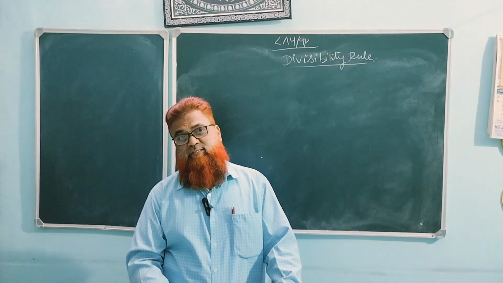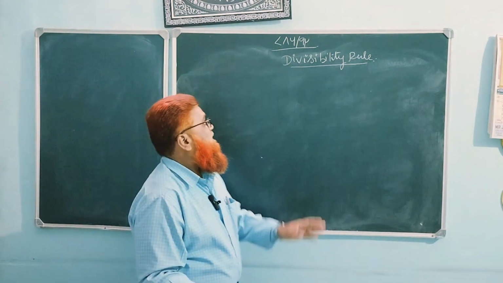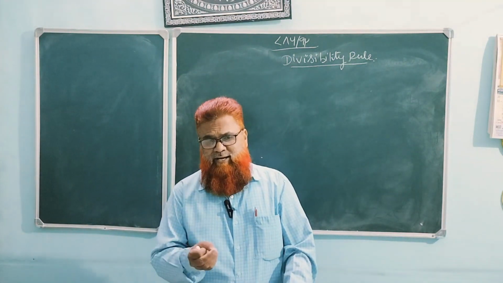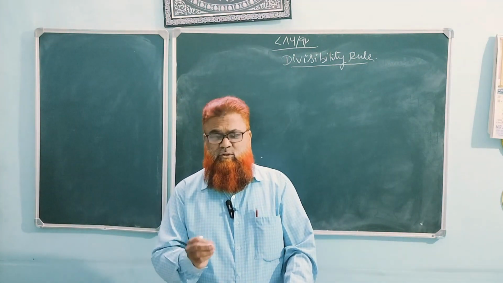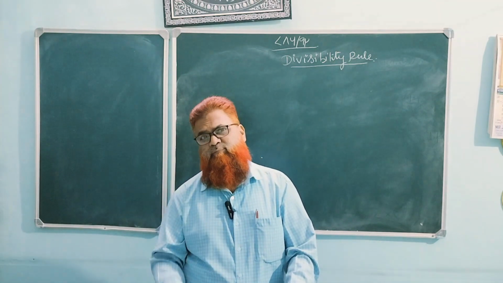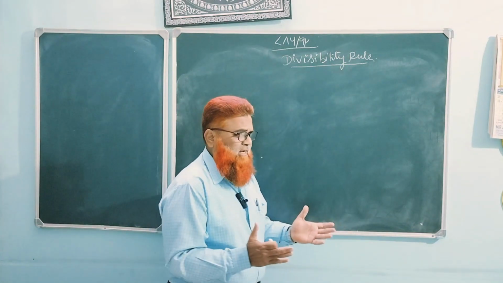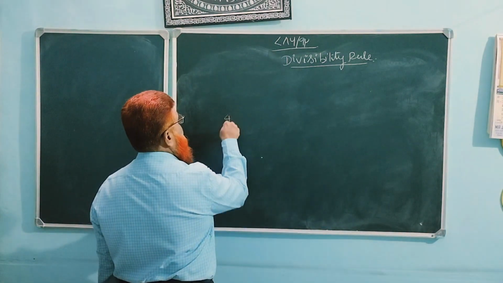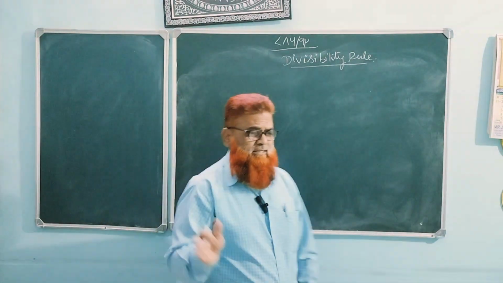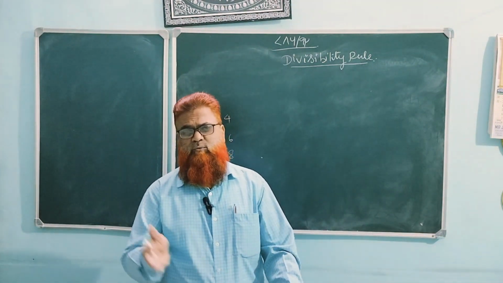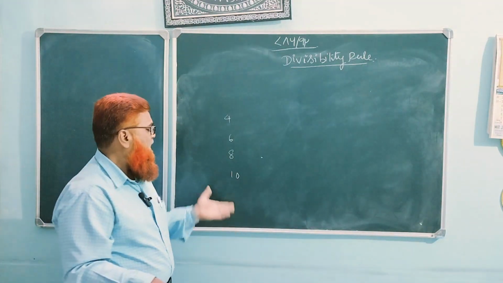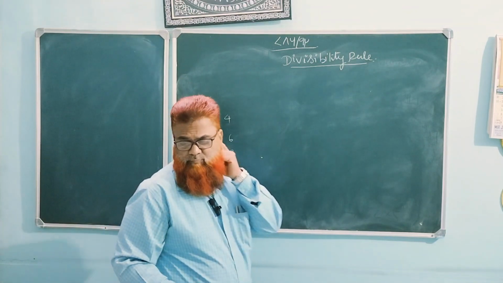Friends, my today's topic is divisibility rule. Divisibility rule is such a great weapon for us to know the nature of the division, because as far as single digits are concerned, like 4, 6, 8, 10, we can easily say that 4 is divisible by 2, 6 is divisible by 2 and 3, 8 is divisible by 2 and 4, and 10 is divisible by 2 and 5.